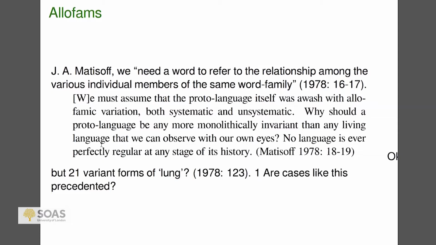But as an extreme case, in this same article or book actually from 1979, Matisoff himself reconstructs 21 different variant forms of the word for lung, and I personally find that a little bit strains credulity. No language I know has 21 similar words for lung. But are cases like this precedented methodologically?